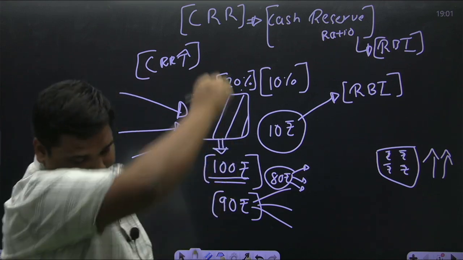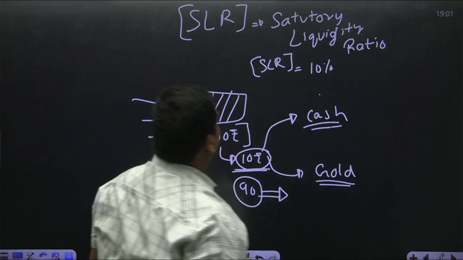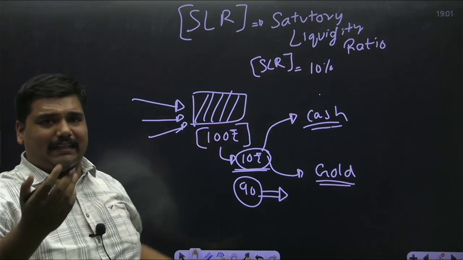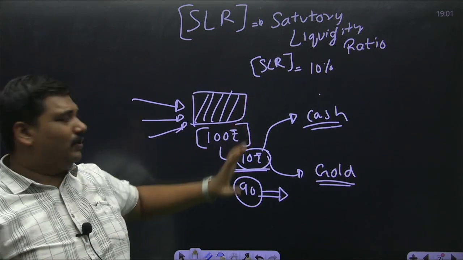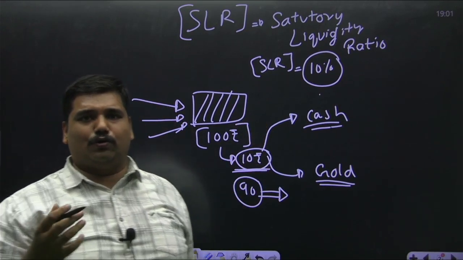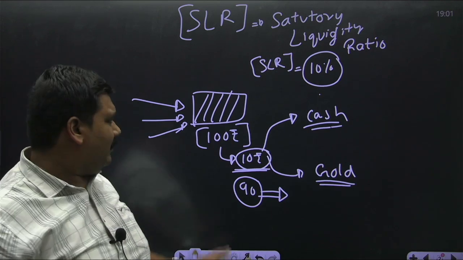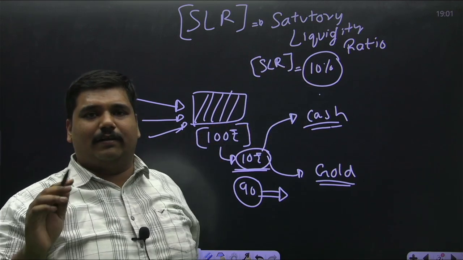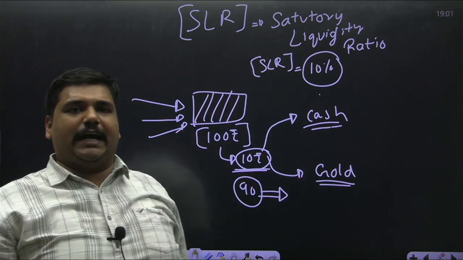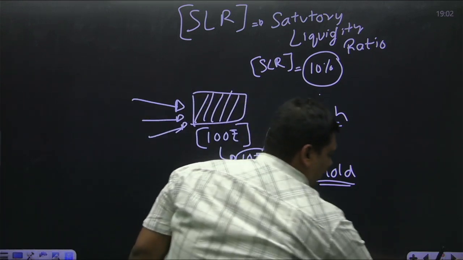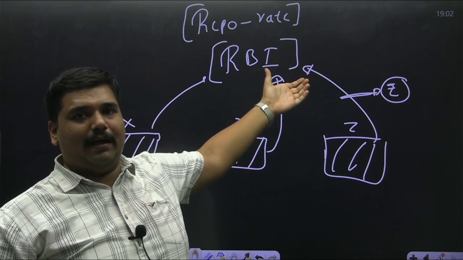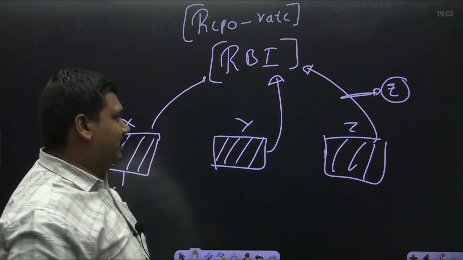Now, in a similar way, SLR, which is 10%, can also be increased by the Reserve Bank so that the money is left with the bank itself and does not go through the process of lending. For simple understanding, if there is an increase in the SLR rate, the inflation in the economy will reduce. The next, repo rate, is the most powerful weapon of the RBI to control inflation.